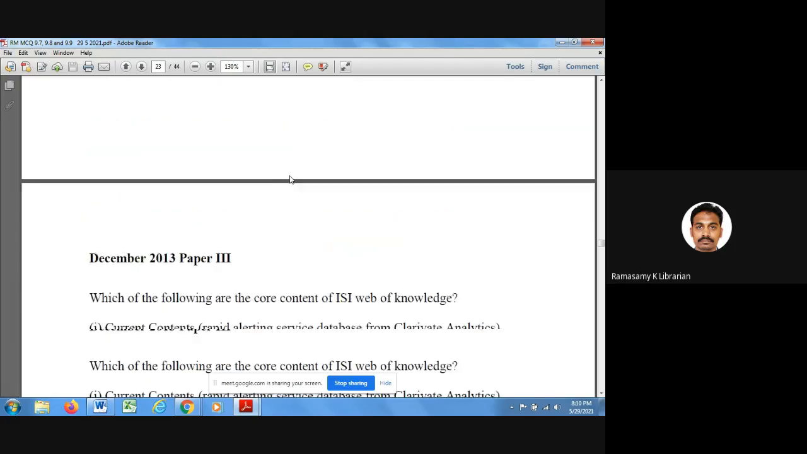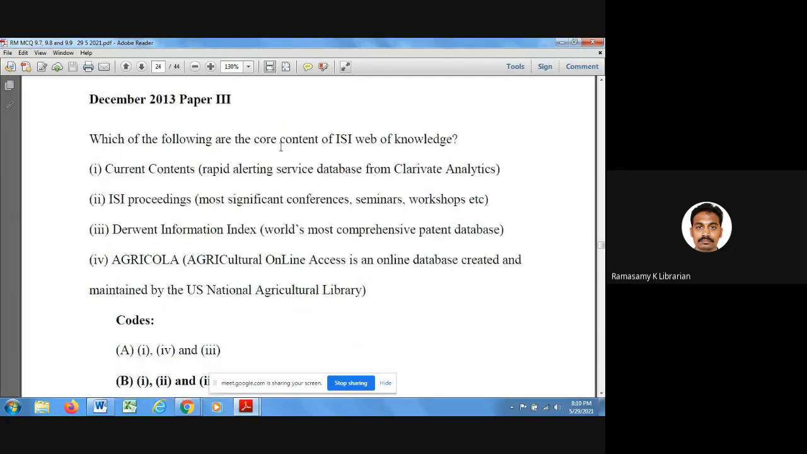Fine. Okay. Next, which of the following are the core content of ISI Web of Knowledge? So Web of Science is called Web of Knowledge. Now it was taken over by Thomson Reuters, and at present Clarivate Analytics is managing ISI Web of Knowledge. See, Web of Knowledge contains a good number of databases. The popular ones are, first, Current Contents. It is a kind of alerting service from Clarivate Analytics. If you are subscribed to Web of Science, they will send you current content based on the subjects. That is a service from Clarivate Analytics.